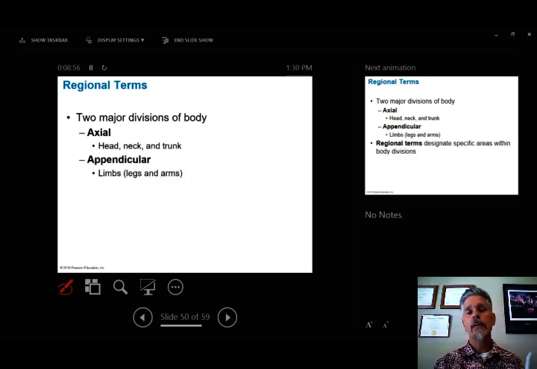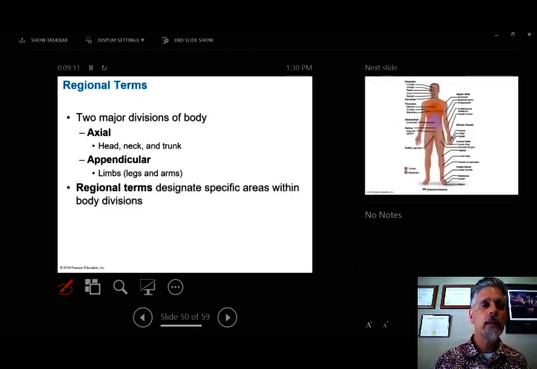So that really comes into play when we're talking about the bones of the skeleton, as well as the muscles, whether they're here in the torso or whether they are on the appendages, appendicular. We also find that there are regional terms that are describing specific areas as well. And so these are going to be critical. Again, if you're charting, you want to be able to describe exactly where it is.